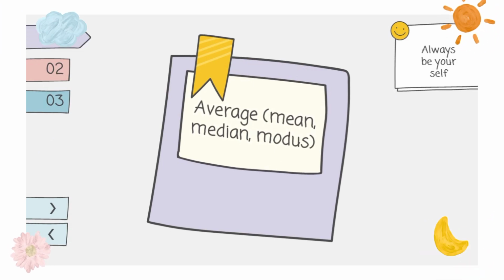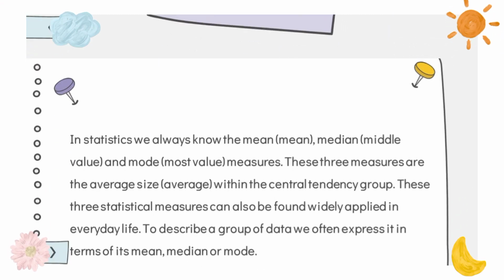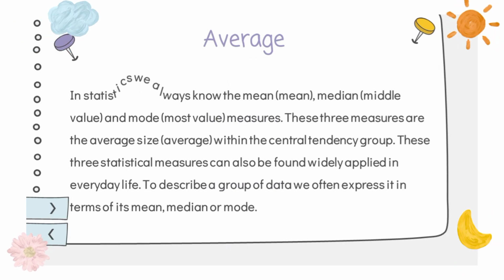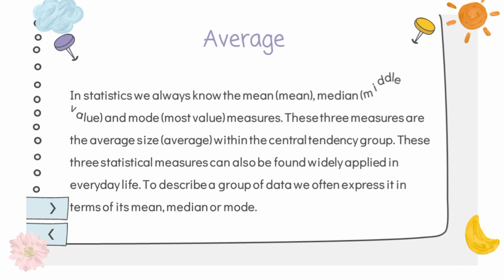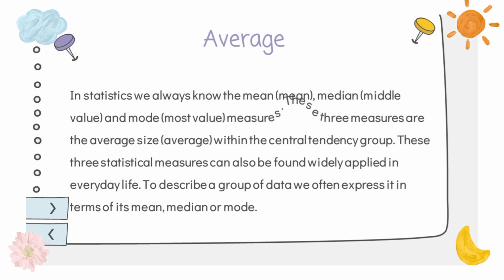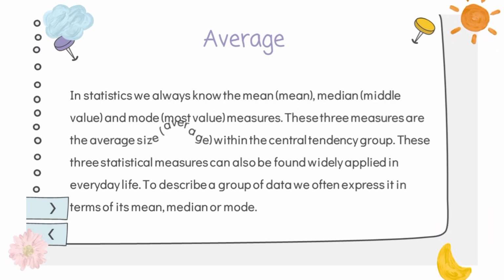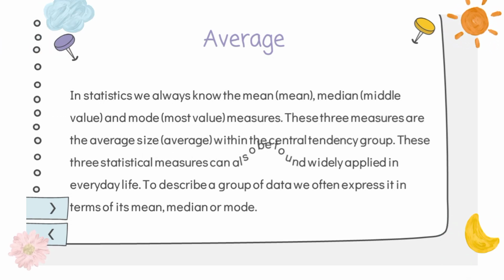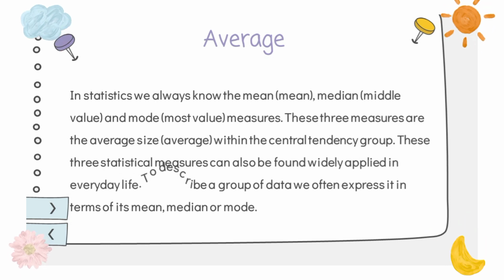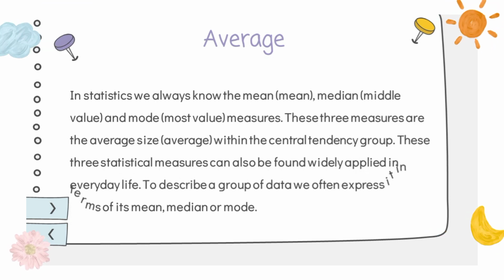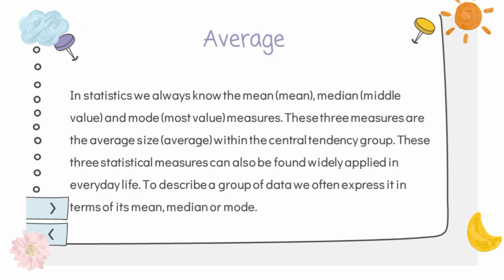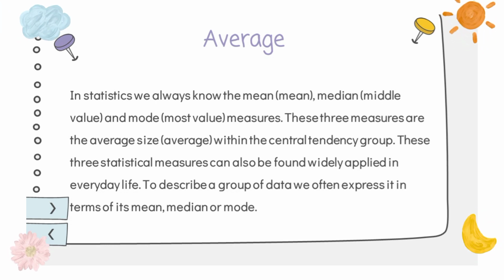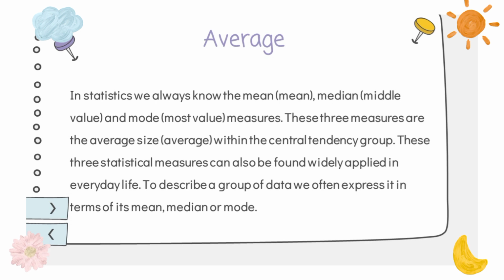What do you think about average? Do you know? Okay, let's discuss together. Average. In statistics, we always know the mean, median or middle value, and mode or most frequent value measures. These three measures are the averages within the central tendency group. These three statistical measures can also be found widely applied in everyday life. To describe a group of data, we often express it in terms of its mean, median, or mode.